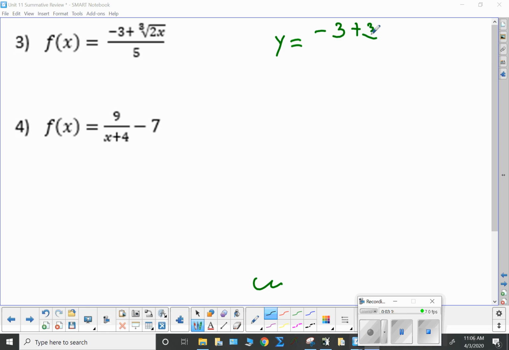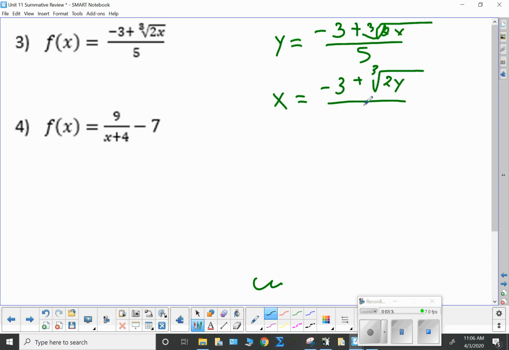Okay. The cubic root of 2x all over 5. I'm going to swap x and y. Now, I'm going to solve for y. So first thing I'm going to do is multiply both sides by 5. Then I'm going to add 3 to both sides.